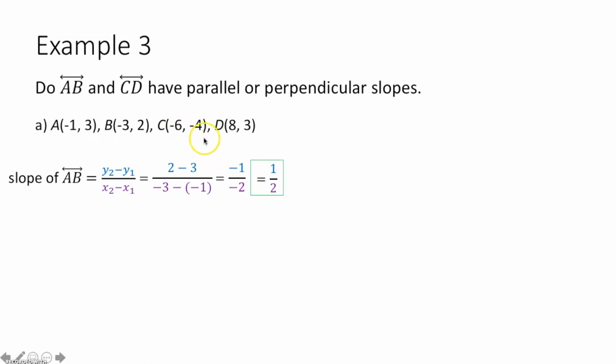Now let's find the slope of line CD. So again, we come over here, we label this x sub 1 comma y sub 1 and x sub 2 comma y sub 2. Again, could have flipped them around, you would have got the same thing. Here, y sub 2, I'm going to plug in 3. Y sub 1, I'm going to plug in negative 4. X sub 2, I'm going to plug in 8. X sub 1, I'm going to plug in negative 6.